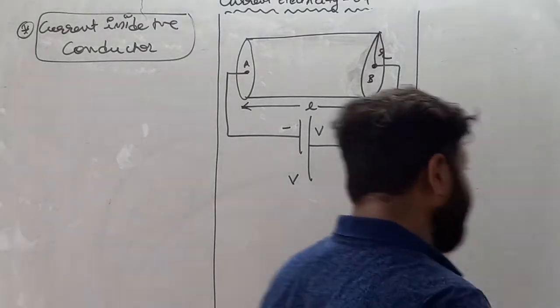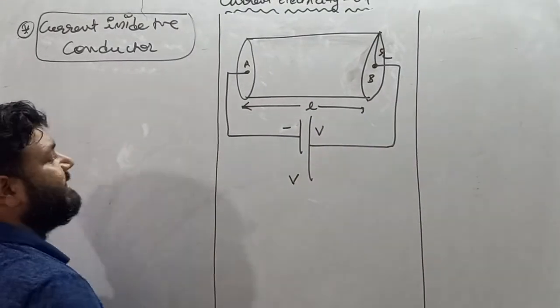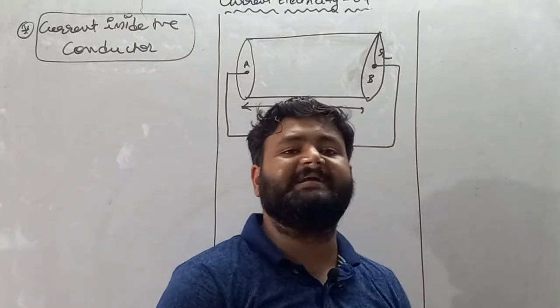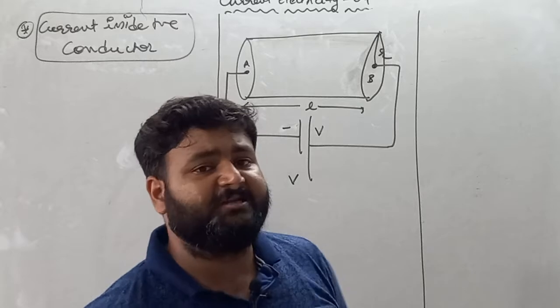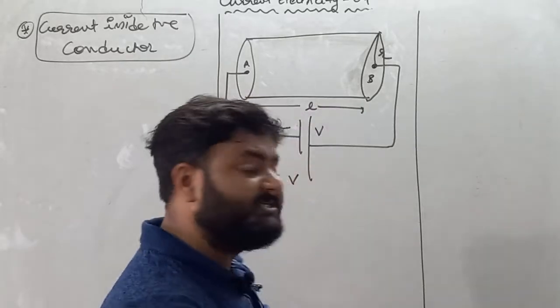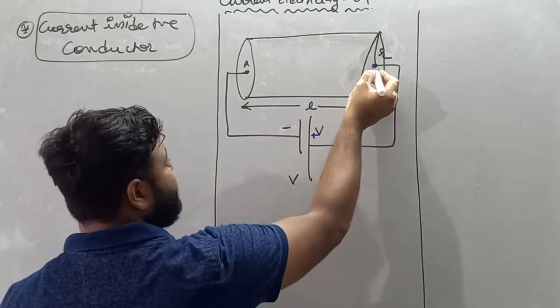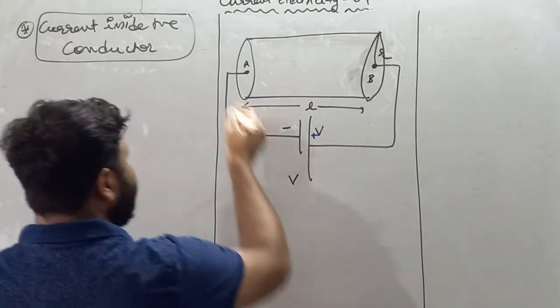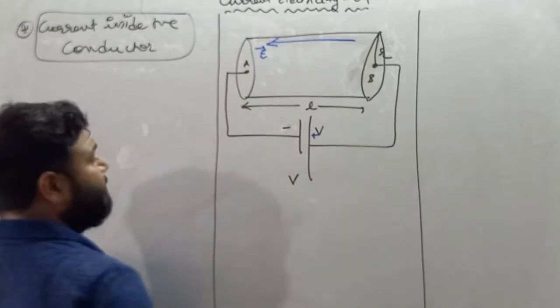Now see, my dear student, as we already discussed, if a battery is connected across a conductor, the battery creates an electric field inside the conductor, and we know that the direction of electric field is always from higher potential to lower potential. So this is plus, this is minus, so B carries higher potential and A carries lower potential, so the direction of electric field must be B to A.